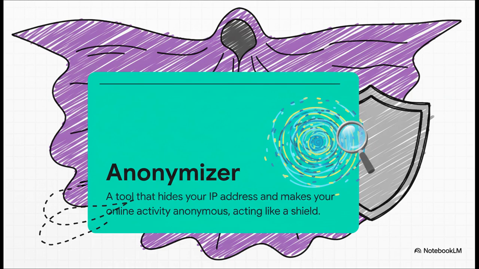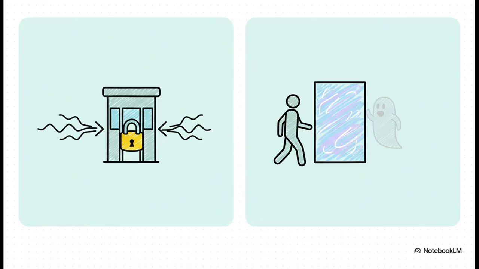Now let's look at something similar but way more focused, the anonymizer. If a proxy is like a mail forwarder, an anonymizer is a full-on invisibility cloak. Its entire reason for existing is to make your online activity completely and totally untraceable. It'll often bounce your traffic through a bunch of different servers, encrypting it along the way, which makes it incredibly difficult for anyone to figure out who you are or what you're up to. It's a powerful shield.